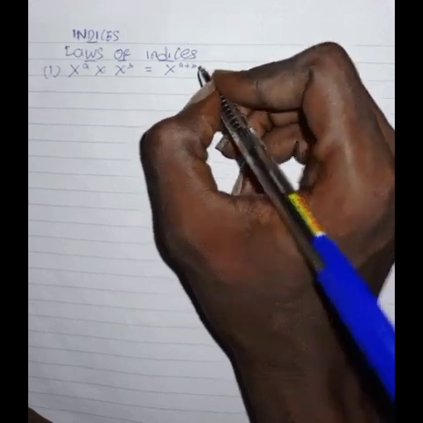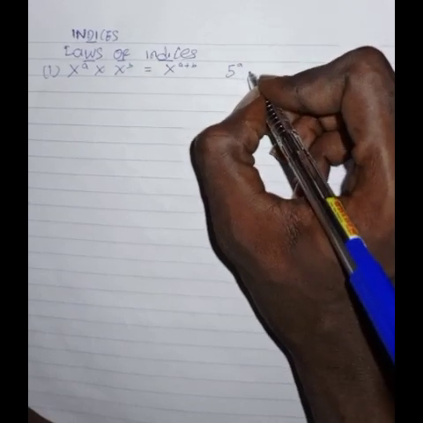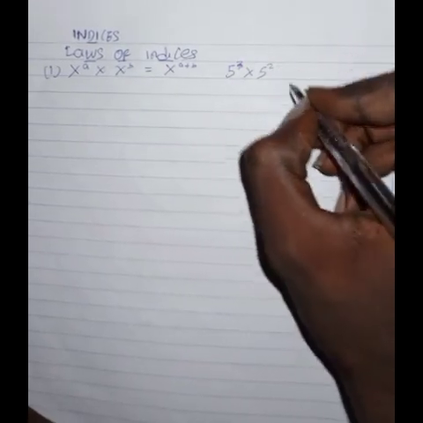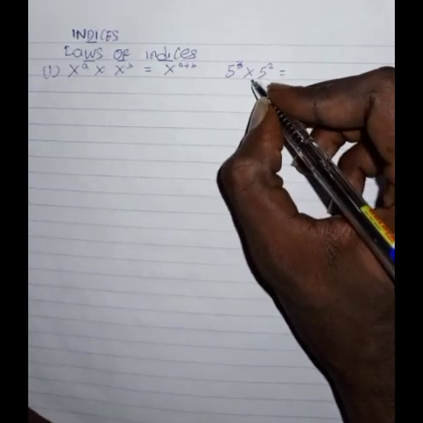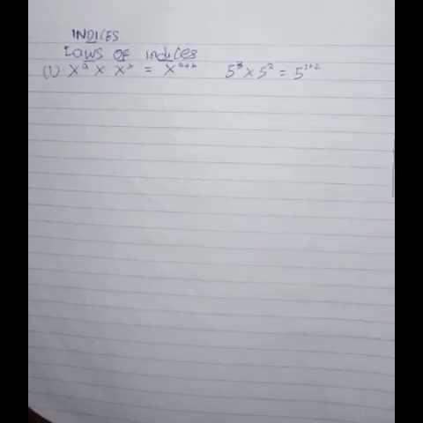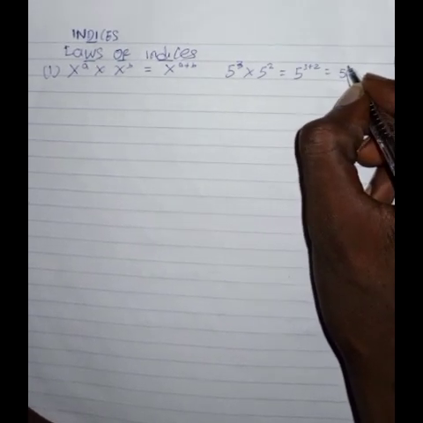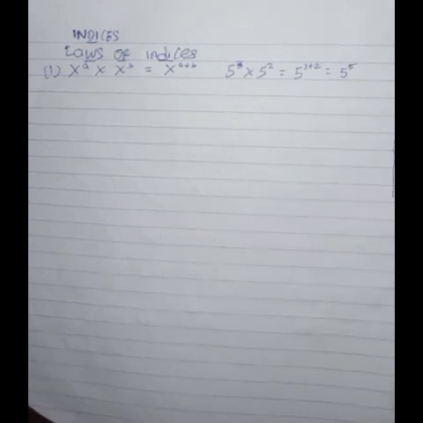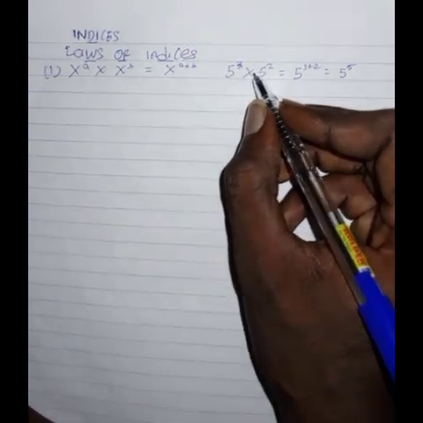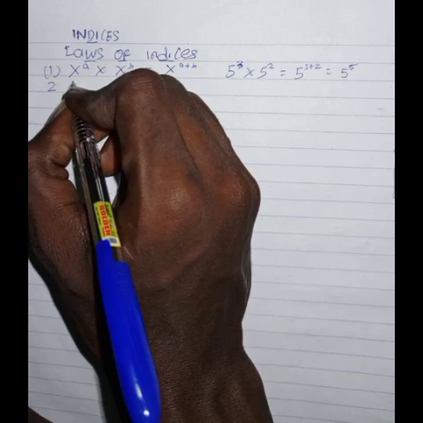Now, for example, if we have 5 raised to the power of 3 times 5 raised to the power of 2, I can simply pick one base, 5 raised to the power of 3 plus 2, which gives me 5 raised to the power of 5. I don't know if you understand. The bases are the same. I picked one of the base and then added the powers. As simple as that.